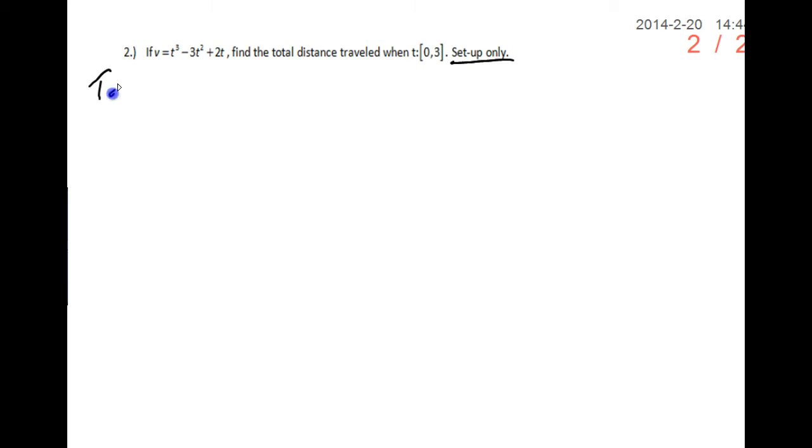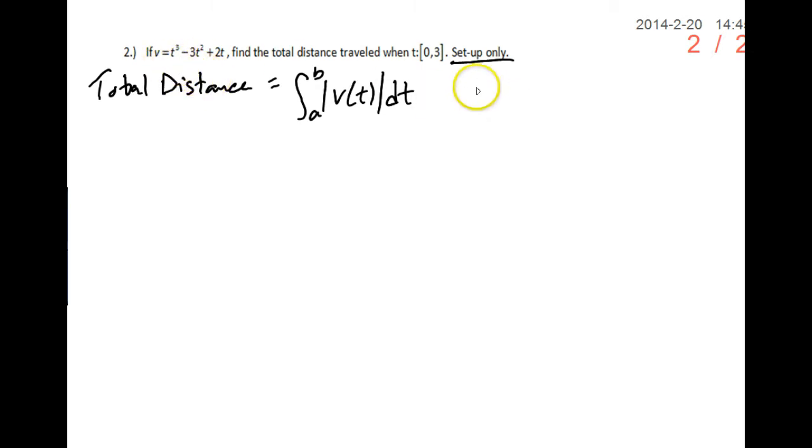So we remember that total distance traveled is the integral from a to b of the absolute value of velocity. And so, if we want to think about the absolute value, we need to understand when this function is positive and when this function is negative. So, we will set the velocity equal to 0 to determine when the velocity is negative and when it's positive, and then do a sign analysis.